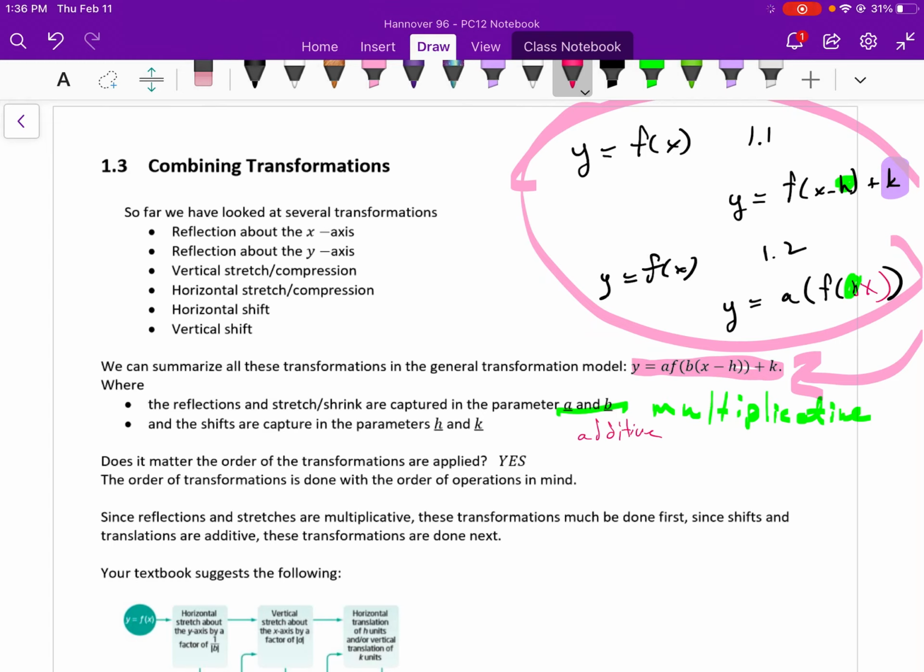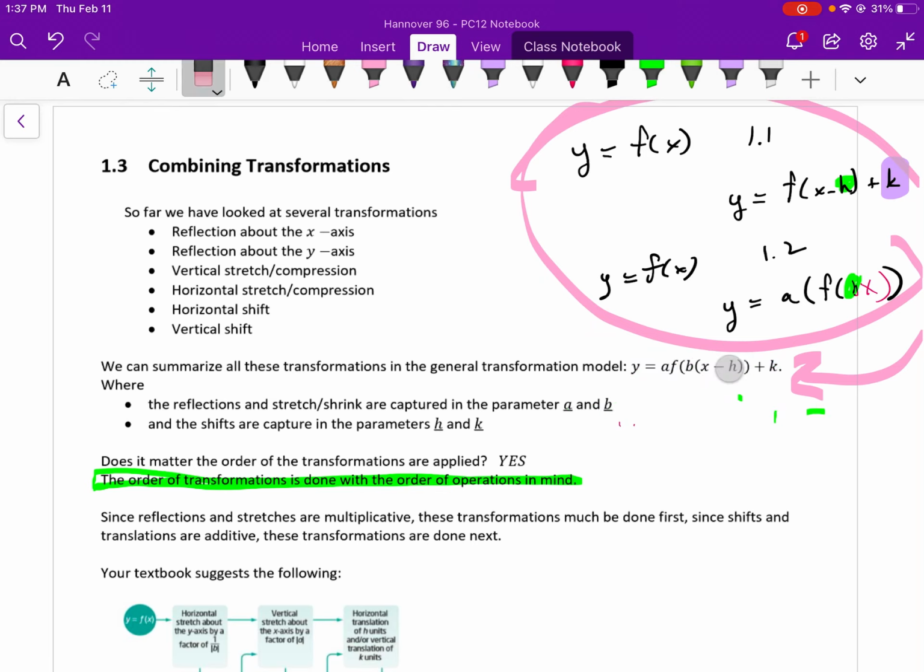So when we're putting a whole bunch of transformations together, does it matter which order you apply the transformations? That is, if you have to shift 3 units over to the right and reflect about the y-axis, does it matter if you reflect about the y-axis and then shift 3 units right? Yes, it does. Only one of those ways is correct. So how do you keep this straight in your mind? The order of transformations is done with the order of operations in mind.